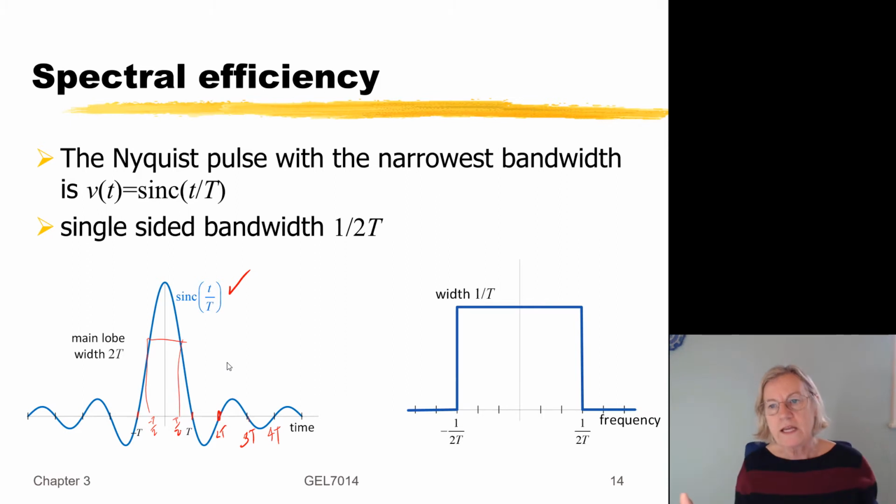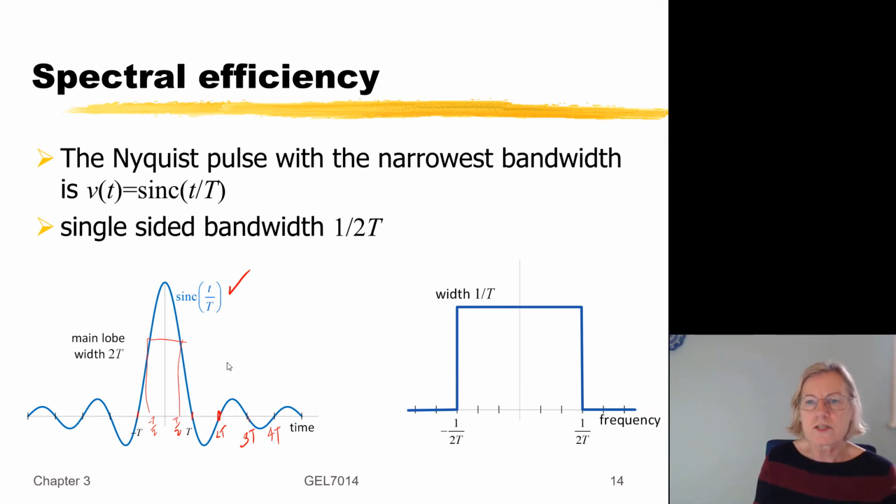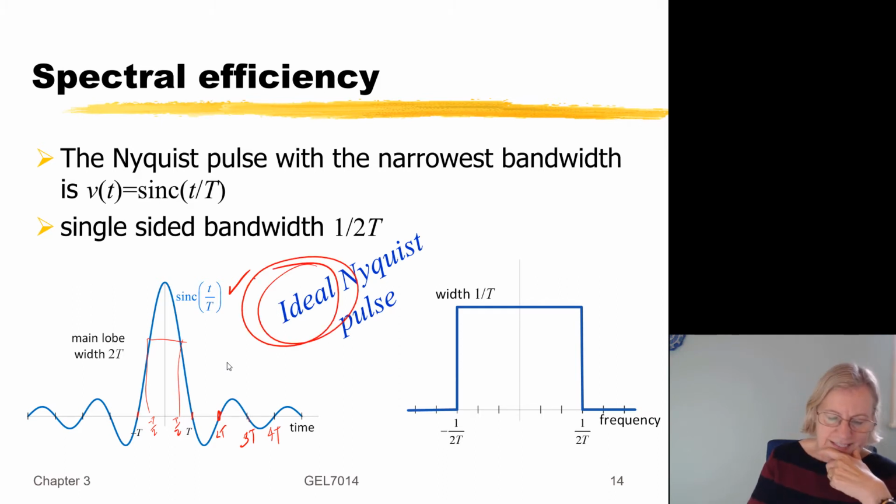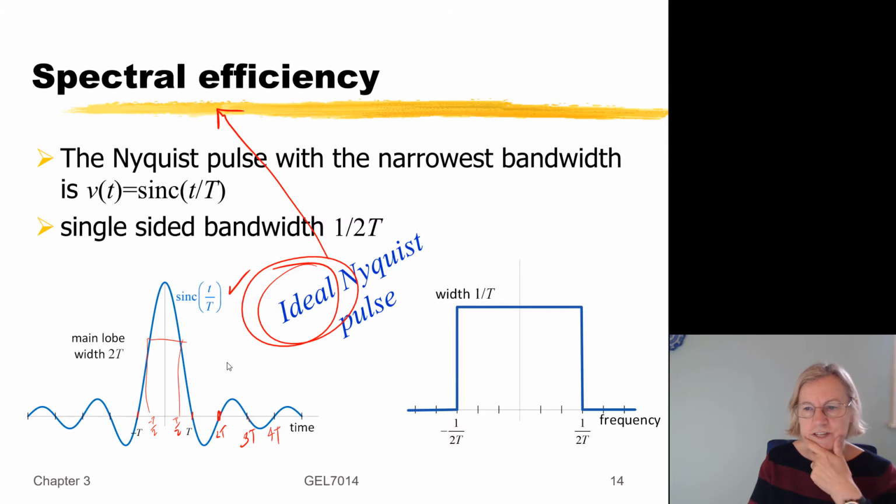The Nyquist pulse is a family, and among this family of all the pulses that go through zero at multiples of the sampling time, this one is the most spectrally efficient. So we call it the ideal Nyquist pulse. And why is it ideal? Well, it's ideal vis-a-vis this spectral efficiency. So it's the most spectrally efficient.